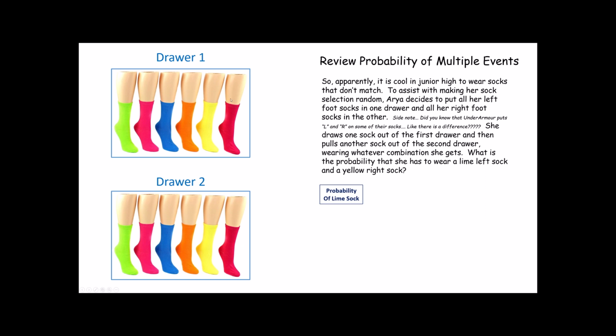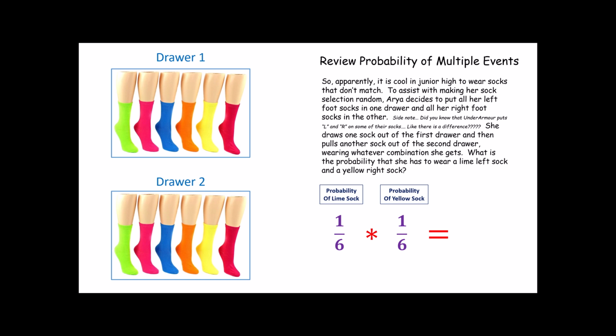The probability of a lime sock. I come over here to my first drawer. Notice that there are 1, 2, 3, 4, 5, 6 socks in that drawer, only one of which is lime, meaning my probability is 1 out of 6. I then look at my second drawer. These have all my right-footed socks. Notice they are the same colors as the left-footed socks because they are the matching pairs. There's still 1, 2, 3, 4, 5, 6 socks in the drawer, and only one of them happens to be yellow, meaning the probability of a yellow sock is also 1 in 6.